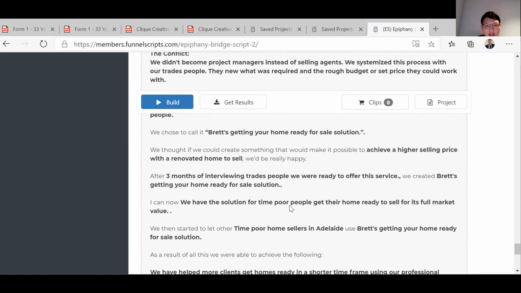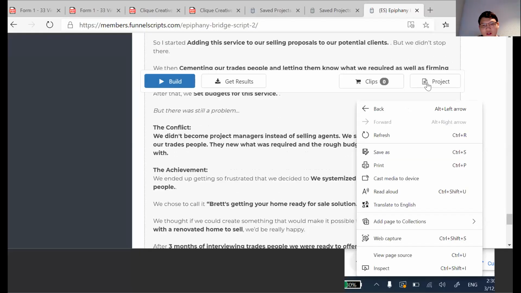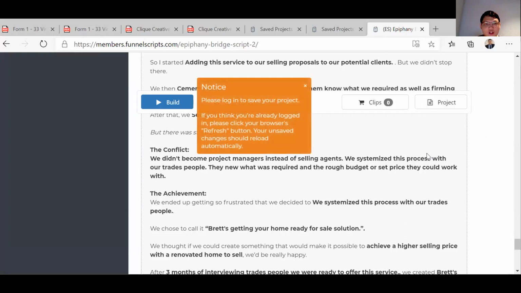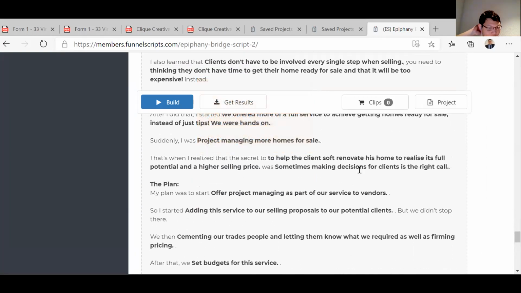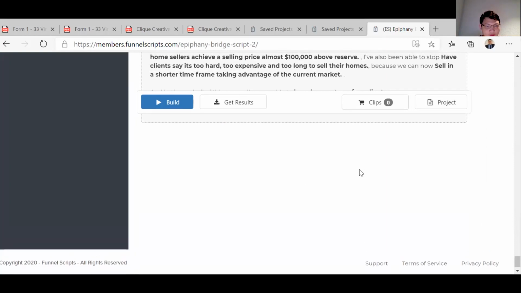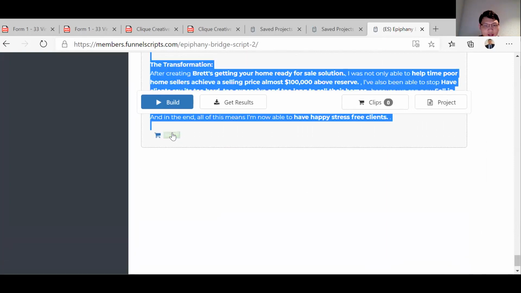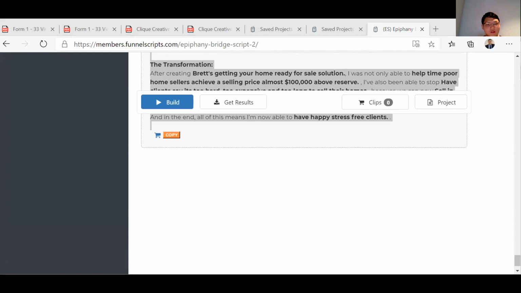By the way, you have to save. If you just click the project and save, I guess now you don't log in. But I think you need a copy first. Just go to the button and copy that one. Then paste it somewhere, in a Word document, and just make sure you don't lose it. Of course, you may need to fix the grammar a bit, but most of the part has been done.